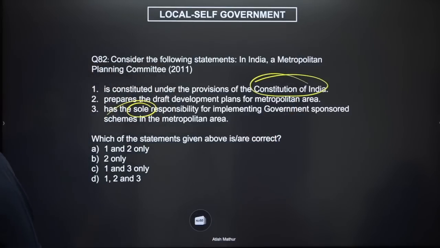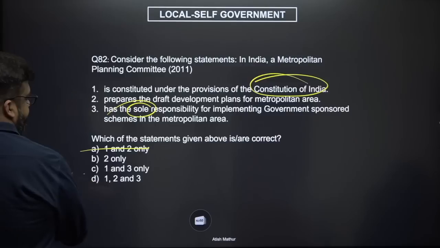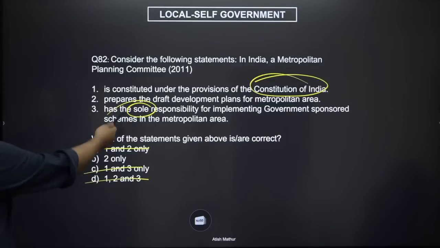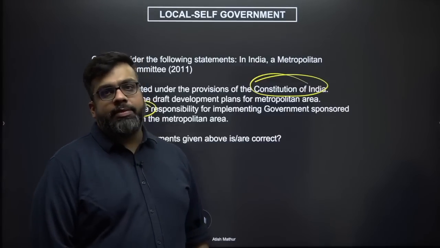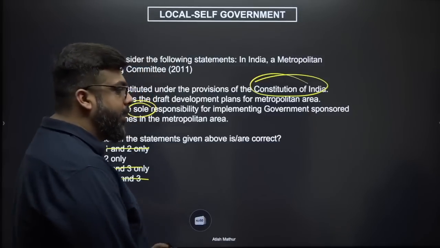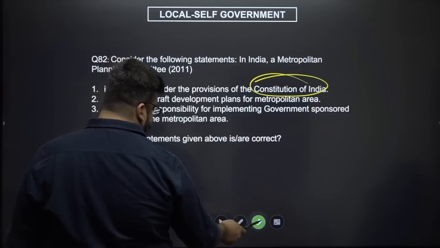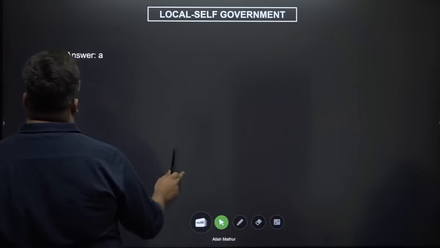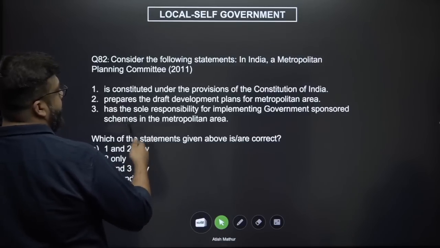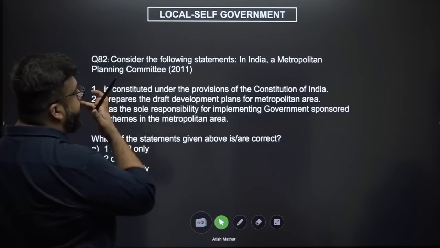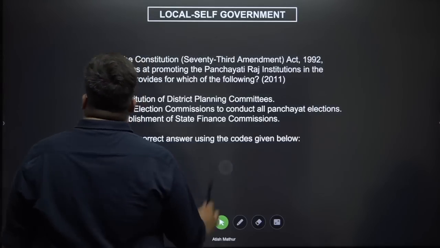So look at options which can be eliminated. It is definitely not under the Constitution. 1 is incorrect. Anything which has 1 gets eliminated. This also seems wrong, because if they were supposed to implement schemes, then what would the district commissioner and the other officials do? So the answer should be B, 2 only. Let me just check. So 1 is also correct. So I'm mistaken here. The Constitution of India does mention a metropolitan committee. I'm not sure of this, but okay.